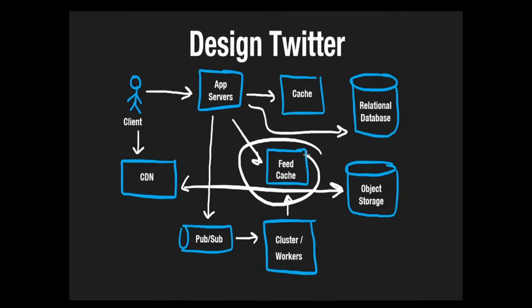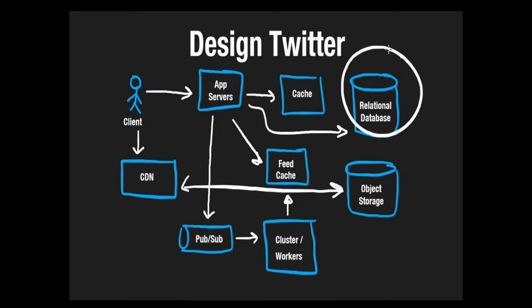But this is the cache that will actually have a feed for every single user. So if this is in memory, it may have a large amount of data. Now we have 200 million users, and if we want to have 100 tweets for every single user, it could be a very large amount. So we probably want to shard this similar to how we did with our relational database.